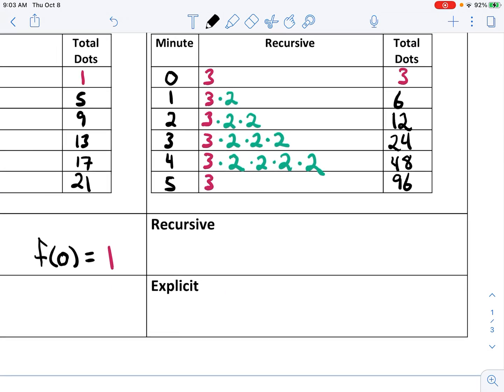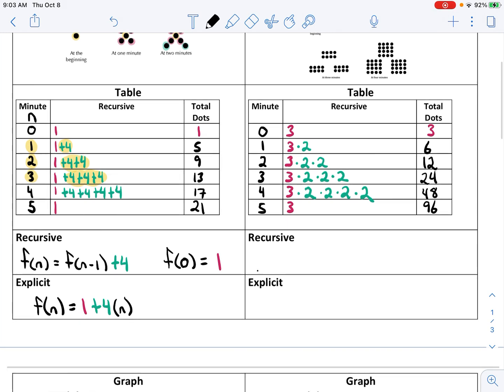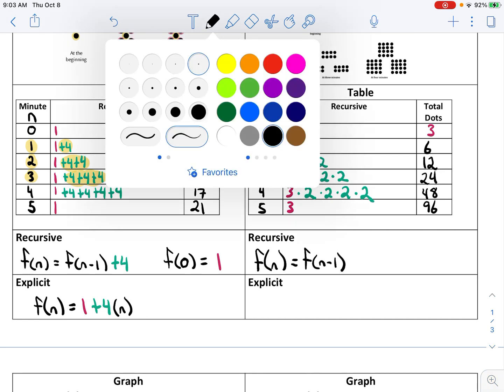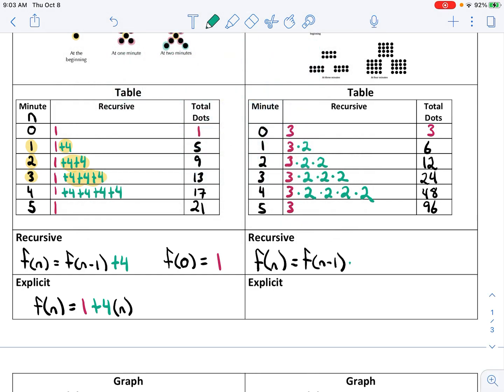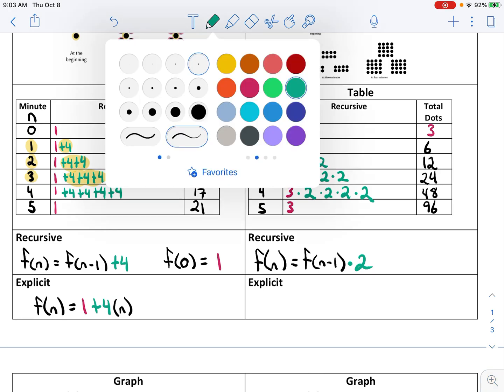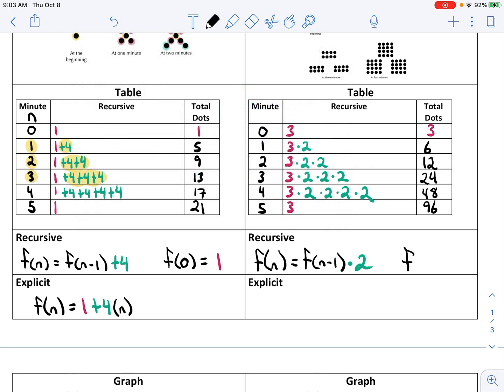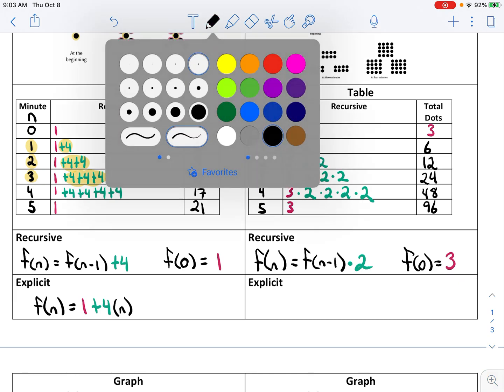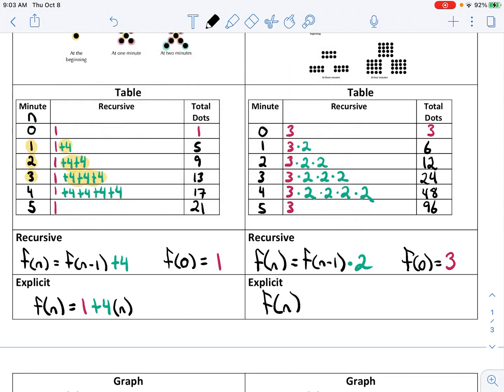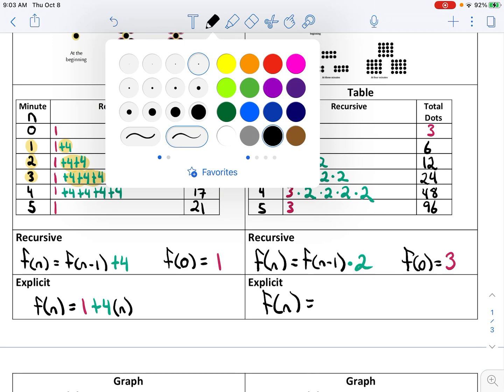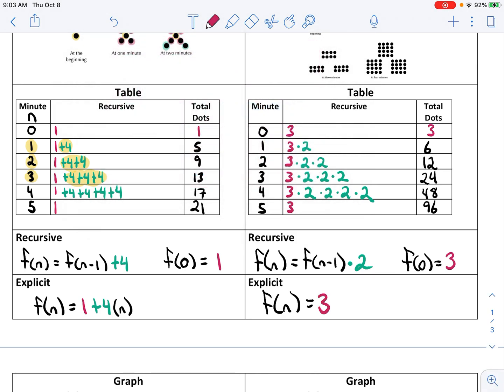So a recursive equation is just like the other one. It always starts with f of n equals f of n minus 1, and the action this time is to multiply by 3. Or sorry, multiply by 2. Our start value is f of 0 equals 3. Our explicit equation is f of n equals our start value, which is 3, times 2.